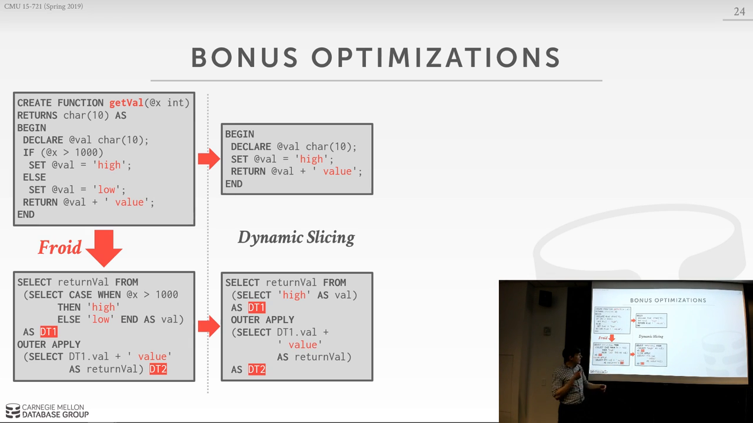The same thing in the Froid program: since I know the value is going to be 5,000, I don't need this case statement anymore, right? I just say select high as val. I'm hard coding exactly what it is.